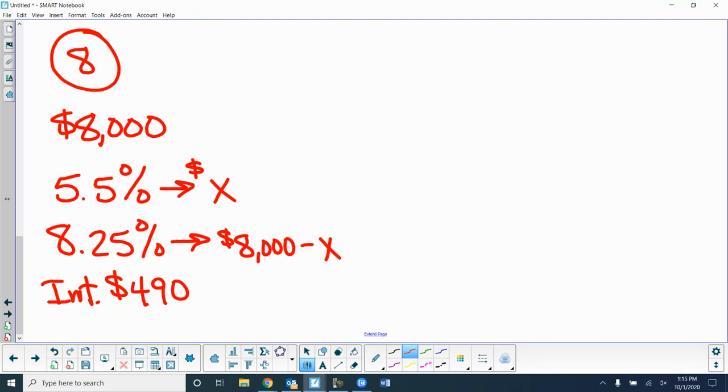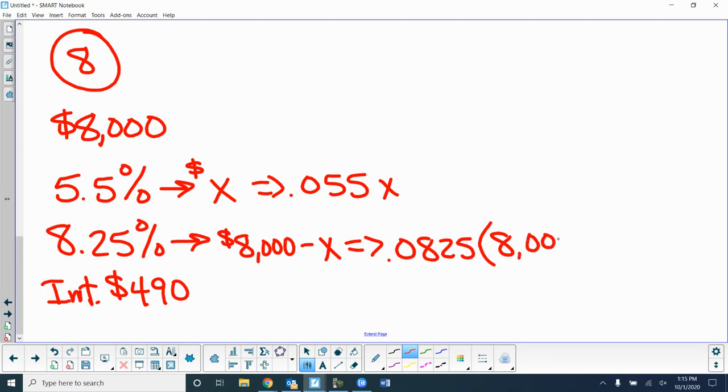When I multiply an amount of money times 5.5%, I change this to a regular number. What regular number is it? 0.055. Yeah. So this is 0.055 times X. And this one is 0.0825 times 8,000 minus X. That's how I figure out how much money they earned in interest. I just multiply those two things together.